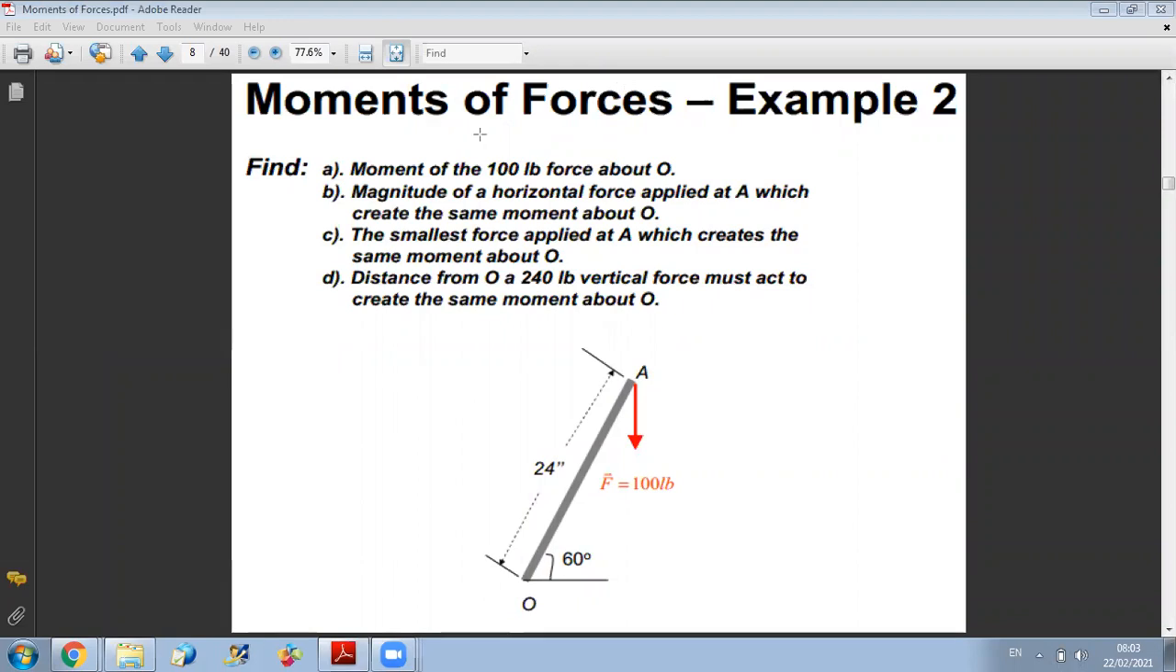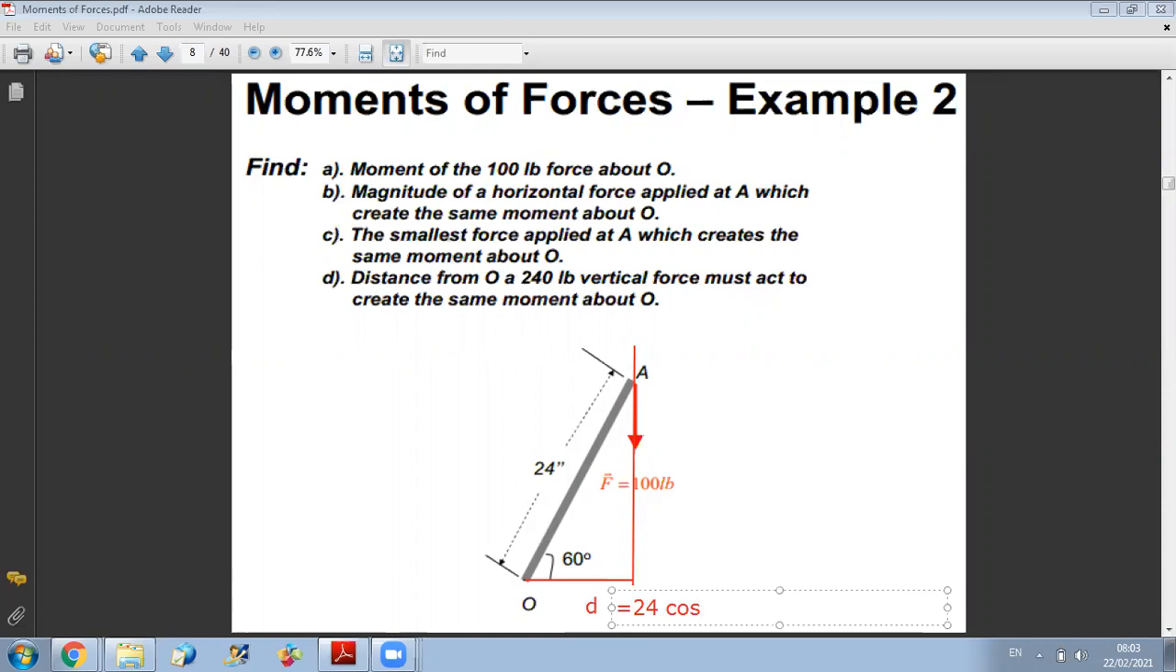a certain point is to consider the line of action of the force, and we draw the perpendicular from O to the line of action of F. Then we can say first that the magnitude of the moment will be equal to this distance d times the force F. Okay? Now, in this figure, d is equal to 24 cosine 60.